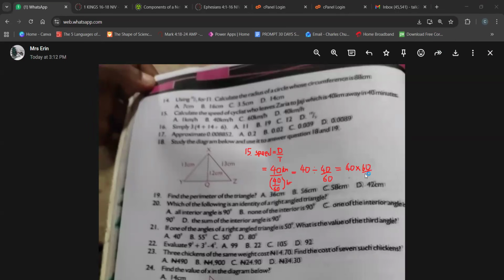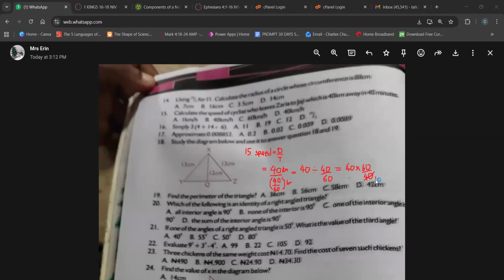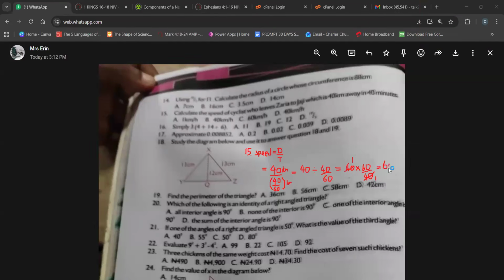Where did people get 30 from? We did not say 30, we said 60. 40 times 60 over 40. 40 in 40 is 1. And 60 times 1 is 60 kilometers. So the answer is what? 60. Okay, thank you. Please write it down in your book. And please don't make that mistake. Please, I'm begging you. Yes, sir.